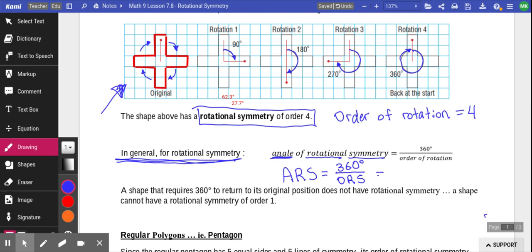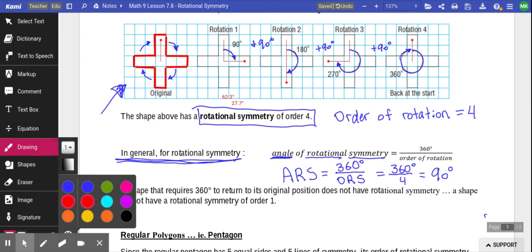If I replace that with 4, we have 360 degrees divided by 4. That's 90 degrees. What that's telling us is that every 90 degrees you rotate it, it'll look the exact same as what you started with. And we see that's true if we look back at the original image. We rotated it 90, it looks the exact same. We added 90 to get 180, and it looked the exact same. We added 90 degrees to get 270, and again to get 360, it's the exact same. So the formula did work: angle of rotational symmetry equals 360 degrees divided by the order of rotation.